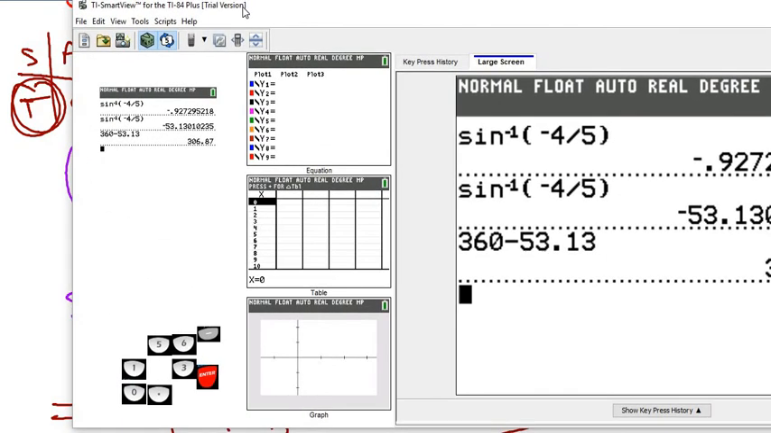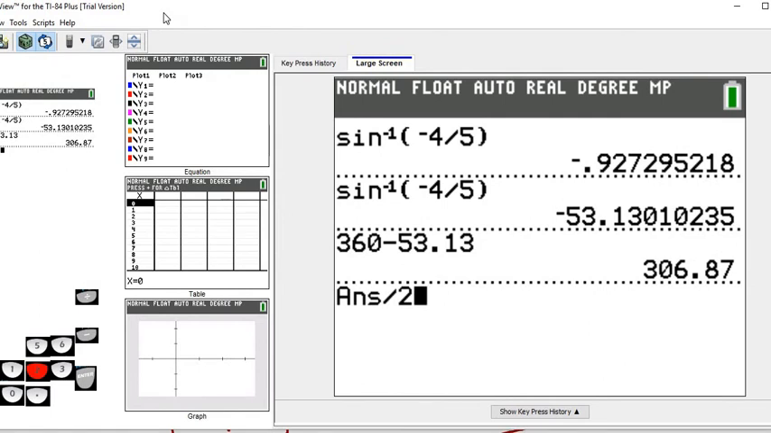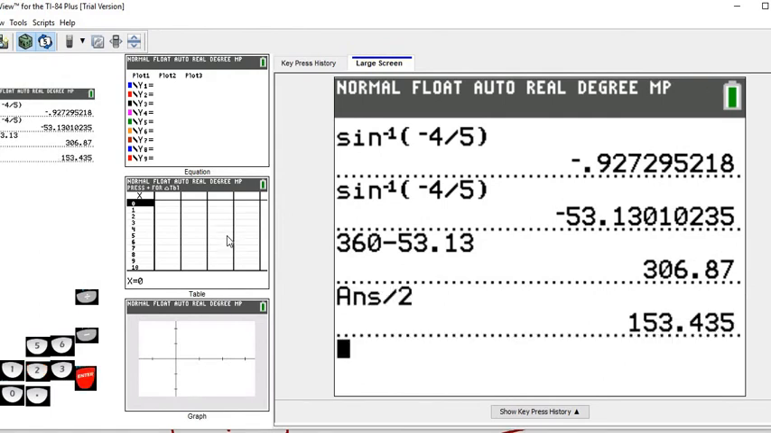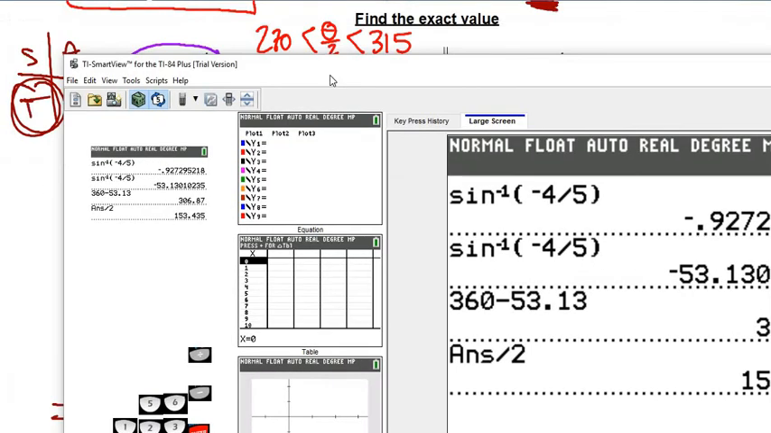So for theta over 2, all we have to do is divide by 2, and that's 153. Let's take the sine of that angle. Sorry, my screen's freezing up here, so I'll just do it on a regular calculator. When we take the sine of that angle, we end up getting 0.45 approximately.